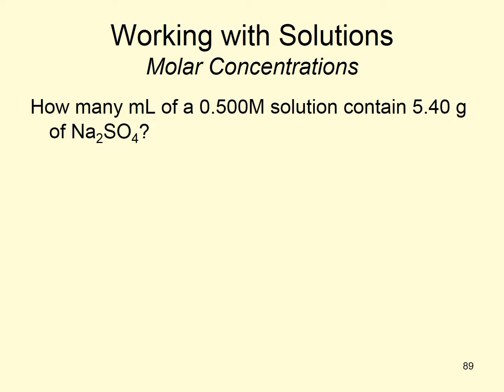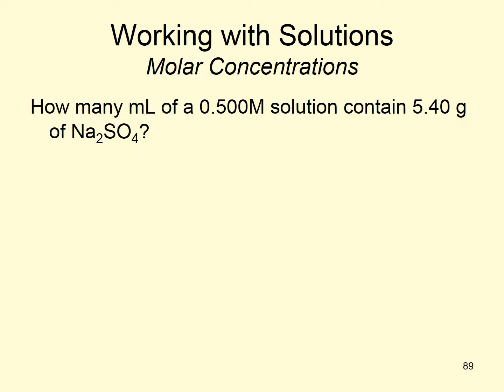All right, let's look at one more example. How many milliliters of a 0.5 molar solution contains 5.40 grams of sodium sulfate? Okay, well, let's see what we have here. We know our concentration, 0.5 moles per 1 liter. We're trying to find liters, so since we know moles per liter, we can find the volume with our conversion factor, 0.5 moles equal 1 liter.